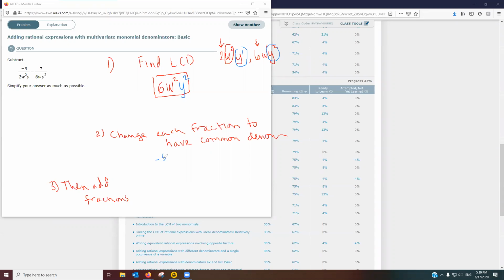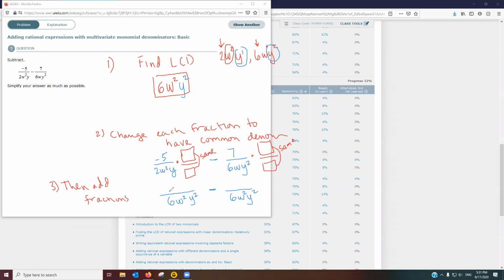All right, so here's what I'm going to do. I'm going to take this first fraction, and I want to end up with this common denominator of 6w squared y squared. And then I'm going to take the second fraction, and I also want to end up with the same denominator, 6w squared y squared. Now remember, you're allowed to multiply each one of these fractions by some quantity over itself, as long as these two boxes are the same. Do the same thing over here.